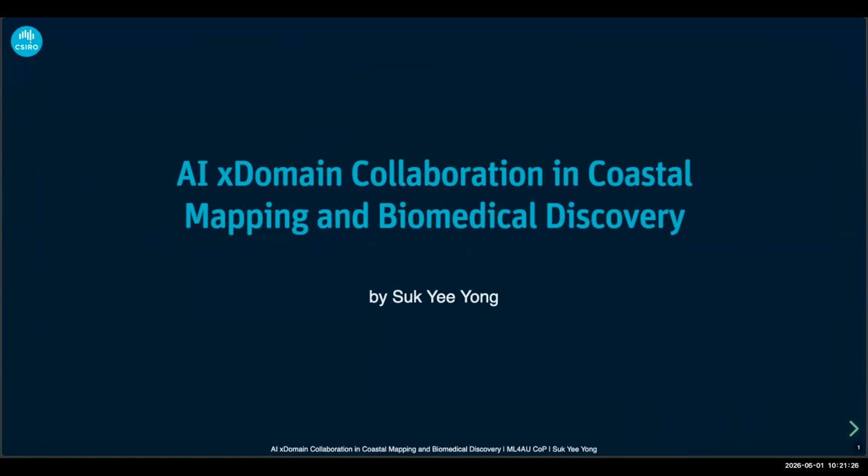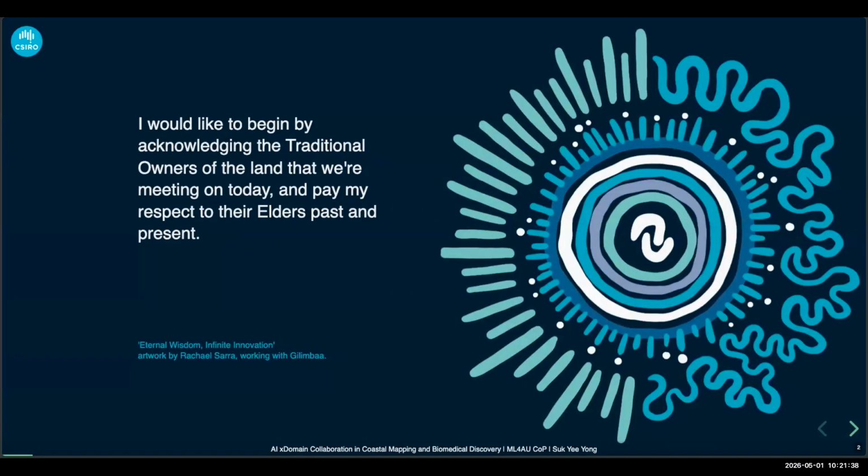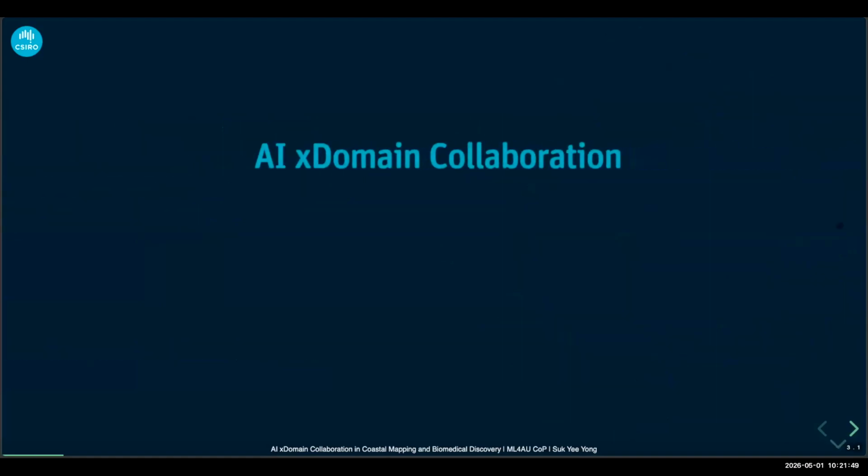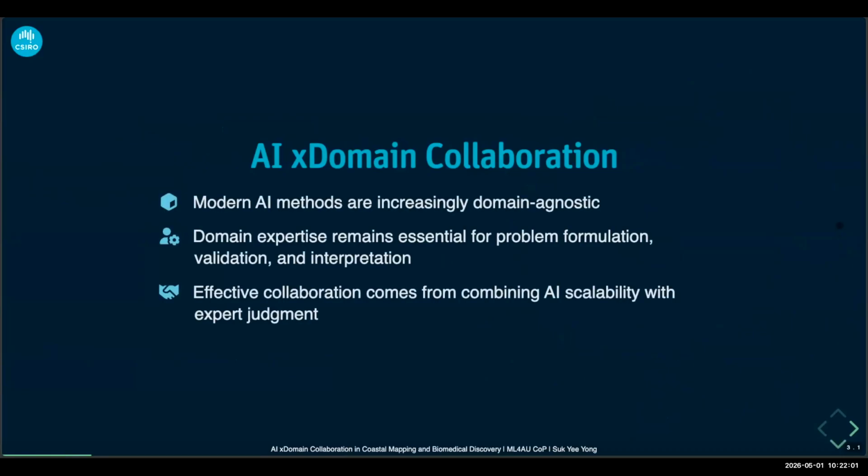All right. Hi everyone. I'm going to talk about AI cross-domain collaboration in coastal mapping and biomedical discovery. And first, I would like to begin by acknowledging the traditional owners of the land that we are meeting on today and pay my respect to their elders past and present. So my talk is on AI cross domain collaboration in the scientific computing program at CSIRO.